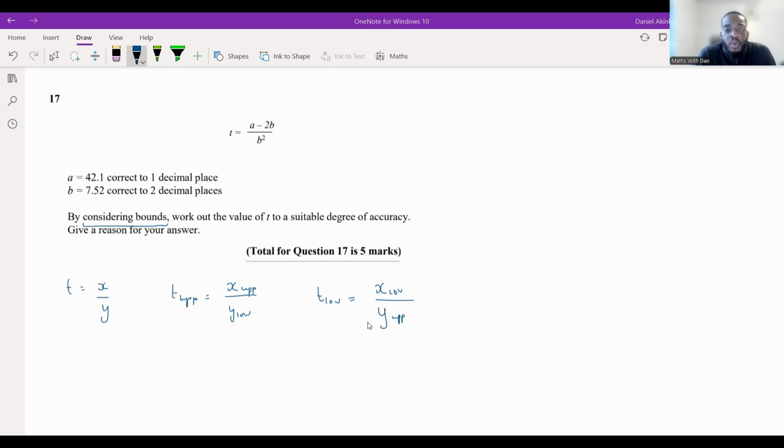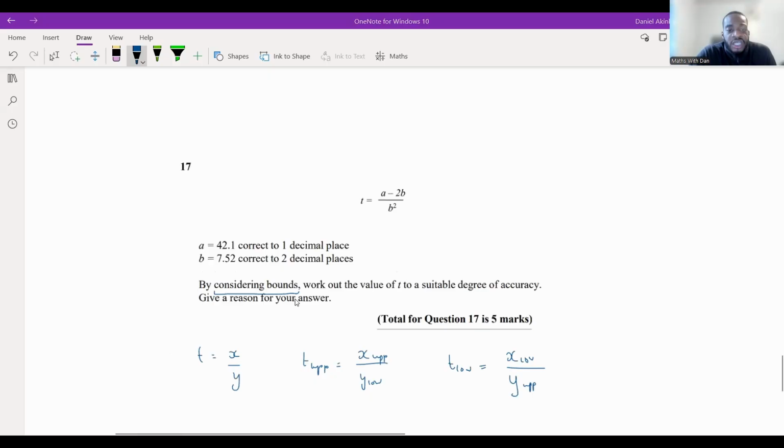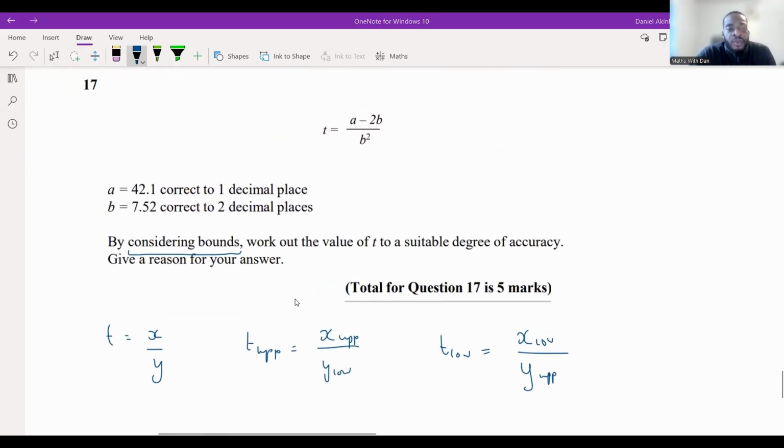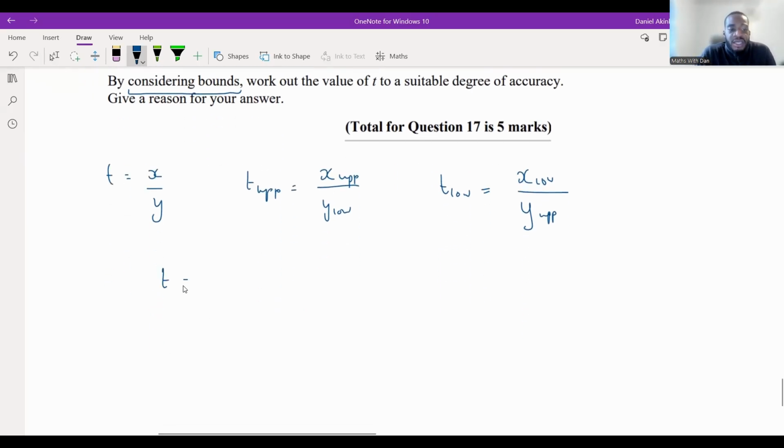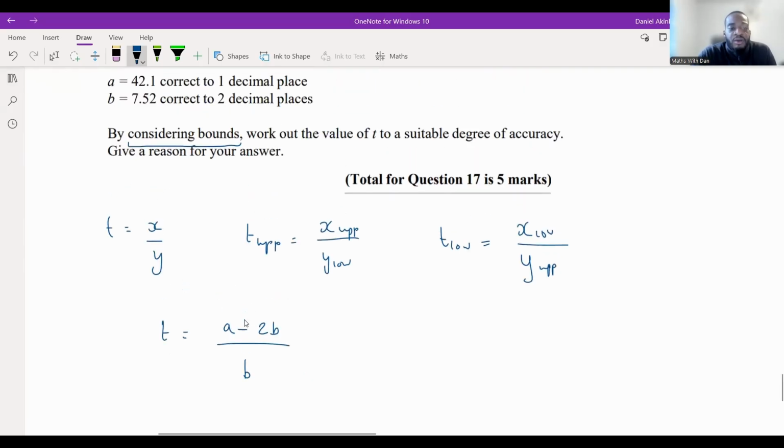So with that being said, because the numerator isn't just a singular term, it's a minus 2b, I'd want to make the numerator as big as possible and also as small as possible to find the different bounds. So let me write again. I'm going to have t is equal to (a minus 2b) over b. Now let's firstly get the bounds for each of these.